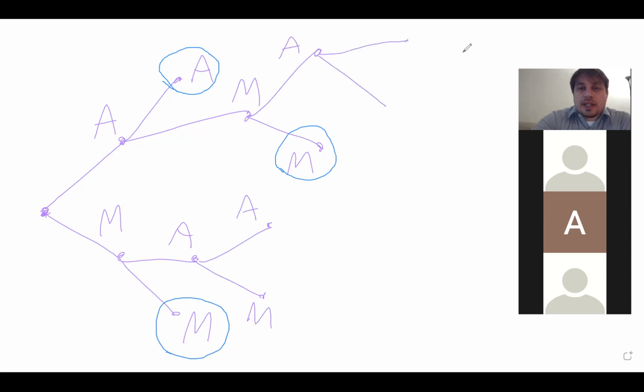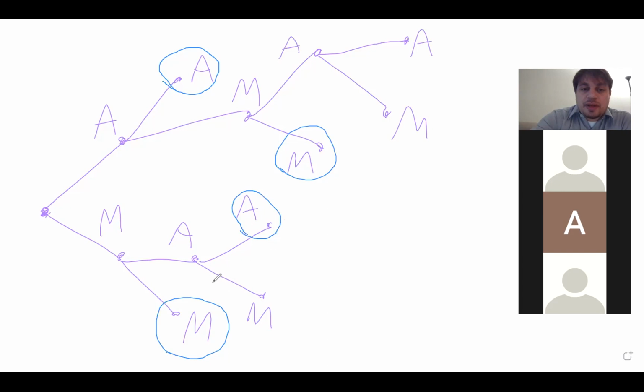Alice or Mary wins this next game. And then here, Alice has won 2 in a row on this branch.